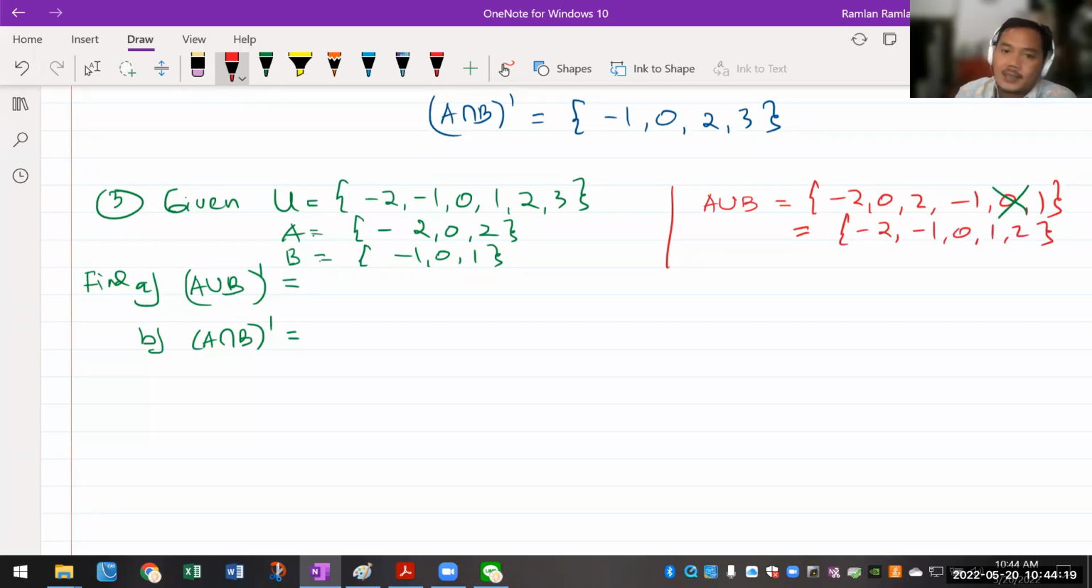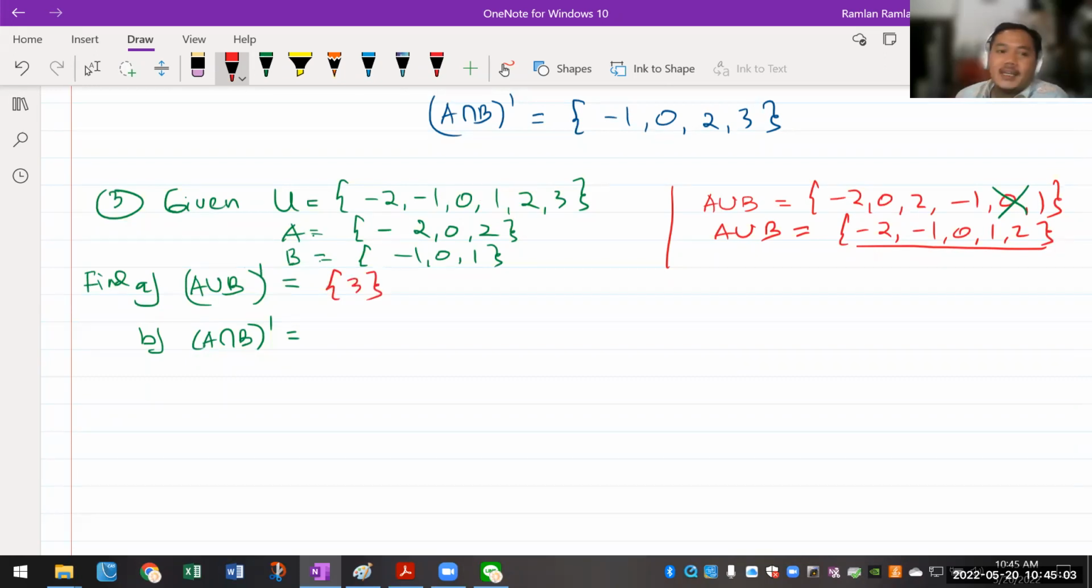Okay, we're not done yet, guys, because this is just A union B. What's being asked here is A union B complement. So for the complement, you only need to write down all the elements in the universal set except the A union B. A union B is -2, -1, 0, 1, and 2. So you write down all of these except these five, because they're over here. That's the only concept, pretty simple, right? That leaves only the 3, so this is just 3.